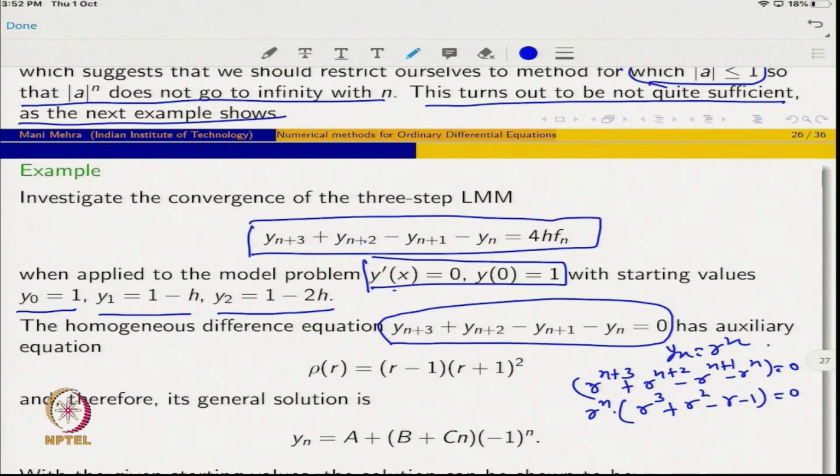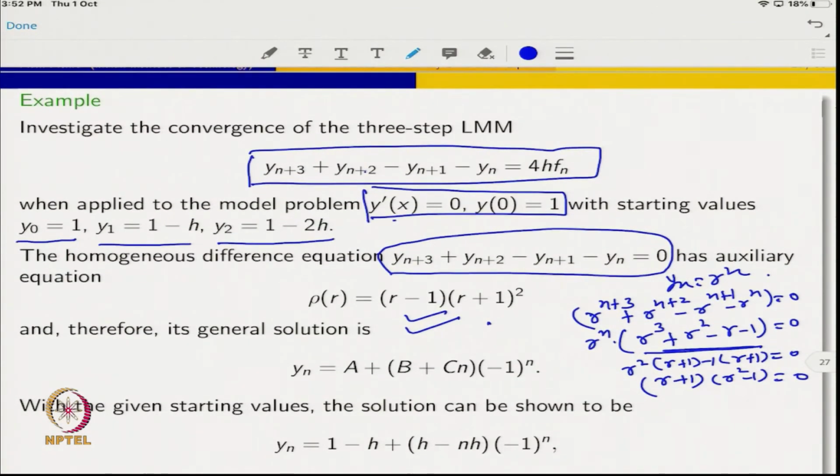So what is the factorization of this polynomial? r^2(r + 1) - 1(r + 1) = 0, so (r + 1)(r^2 - 1) = 0. Which is the same as this. So this is the first characteristic polynomial, and the general solution of this can be written in the following way.